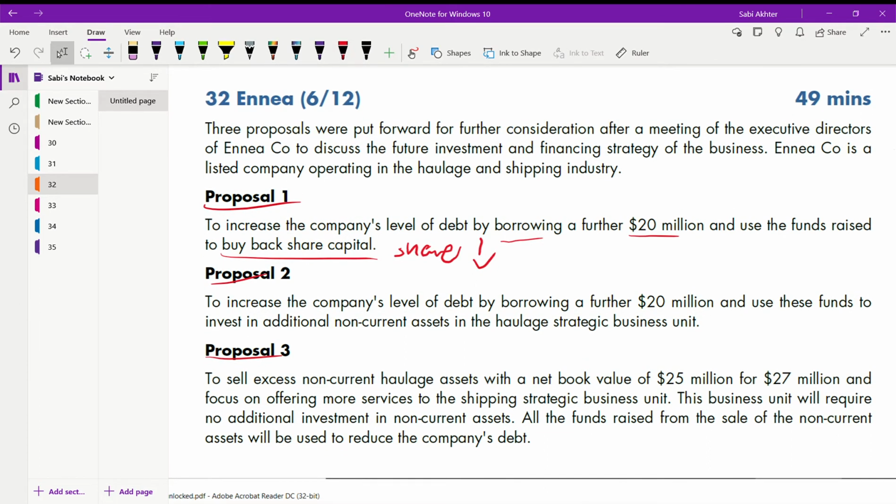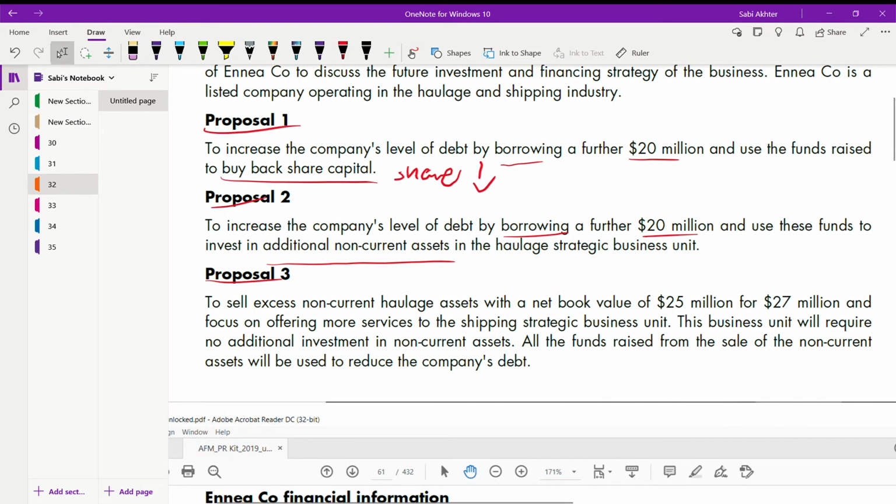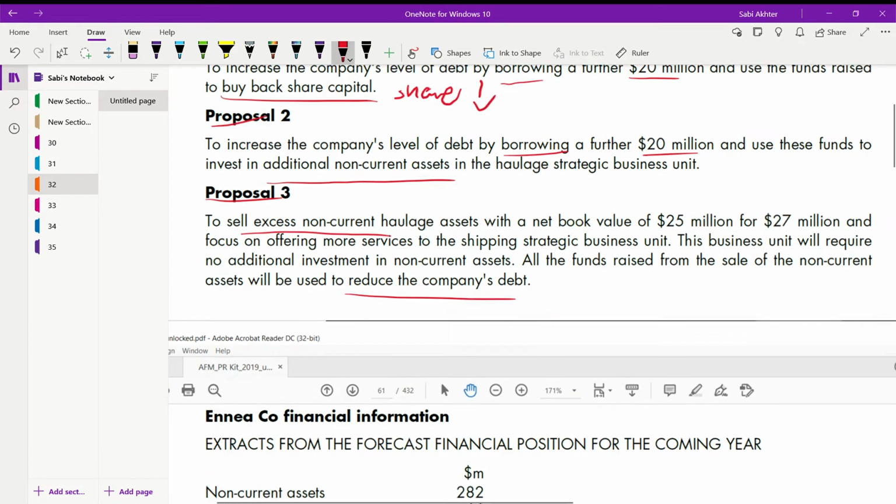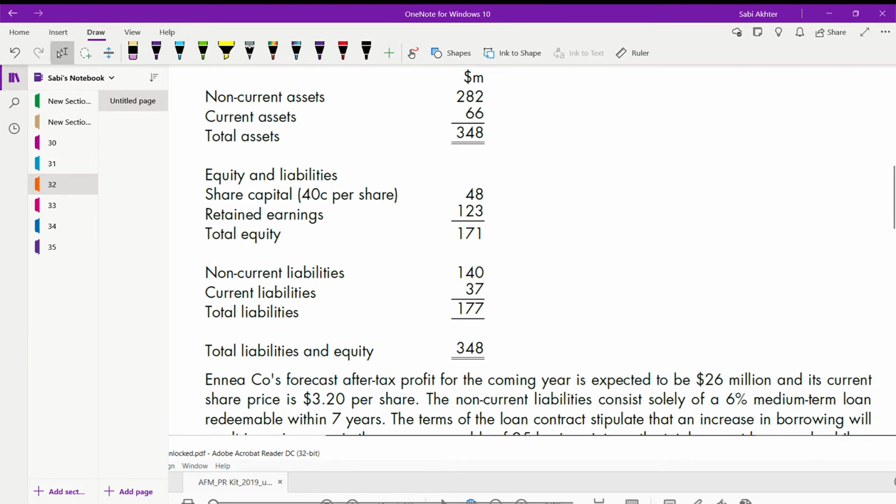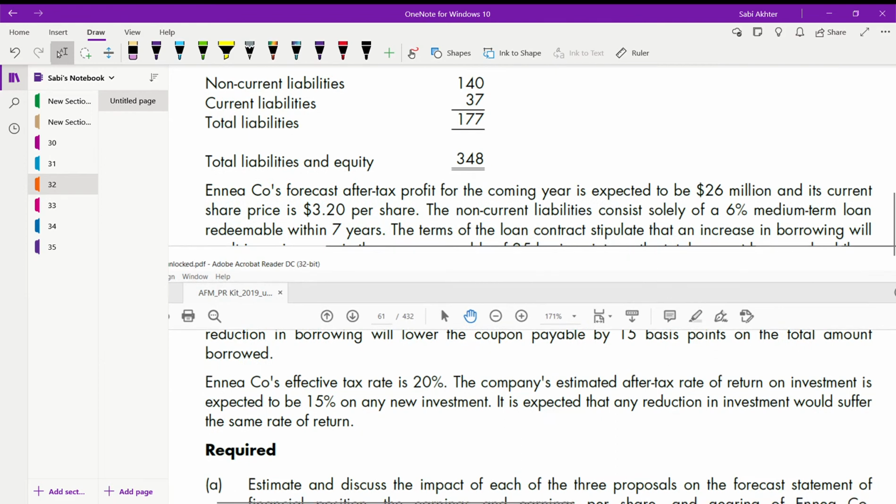Proposal 2, if you see, here also borrowing increased, but investing in additional non-current assets. That borrowing which you are taking, you are investing in additional non-current assets. Third one, you are reducing your borrowings and selling the excess non-current asset. Sell excess non-current asset, but debt is reducing, right? Because when you're selling, you're getting cash. That cash you're using to pay off your debts. That means your company debt will reduce. So these are the proposals, and you have been given the financial position, right? You have been given some information also.